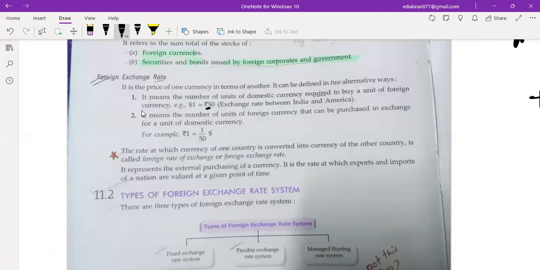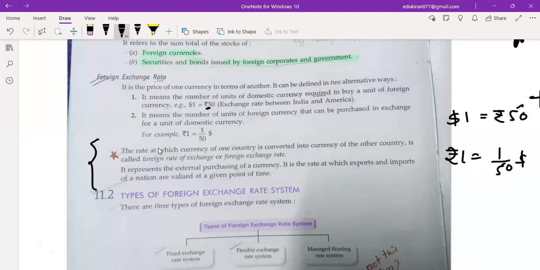This is basically the old idea. I'm just giving you a rough idea. Now, it also means the number of units of foreign currency that is purchased in exchange of a unit of domestic currency. So, for example, if we want to purchase US dollar, for $1 we have to give rupees 50. But if they want to purchase rupees 1, they have to give $150. Clear? So this is basically the exchange rate.